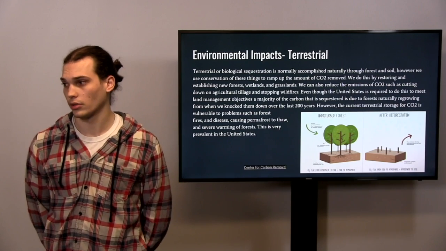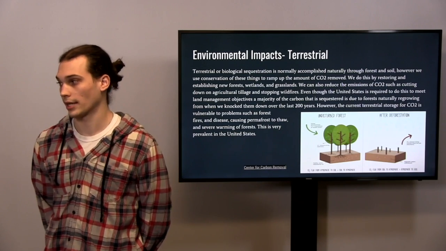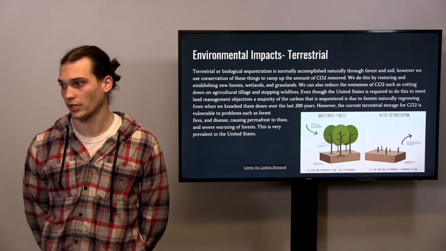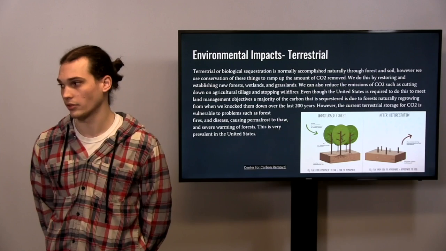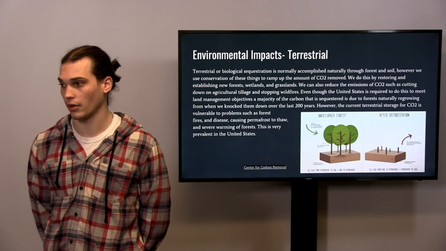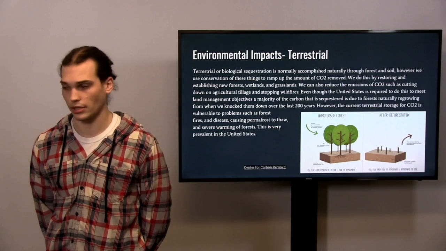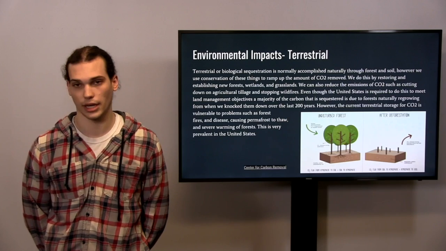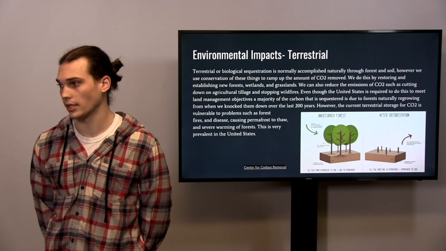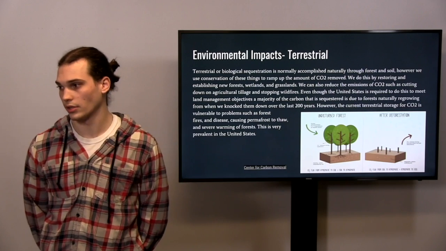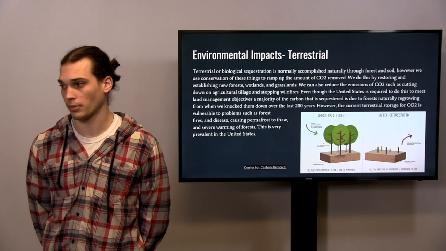Terrestrial and biological sequestration normally is accomplished naturally through forest and soil. However, we use conservation of these things to ramp up the amount of CO2 removed. We do this by restoring and establishing new forests, wetlands, and grasslands. We can also reduce the emissions of CO2, such as cutting down on agricultural tillage and stopping wildfires, even though the United States is required to do this to meet land management objectives.